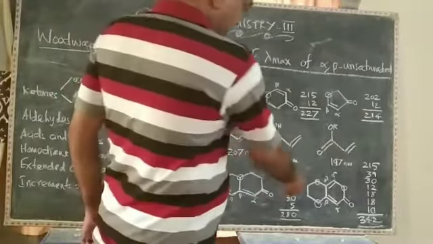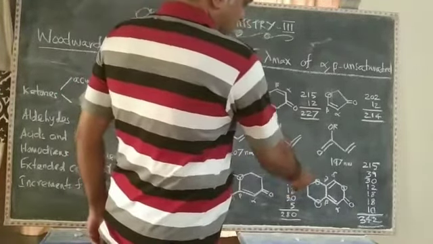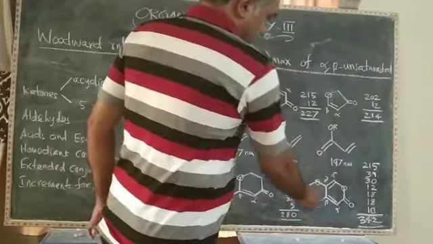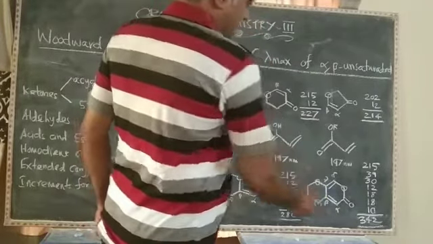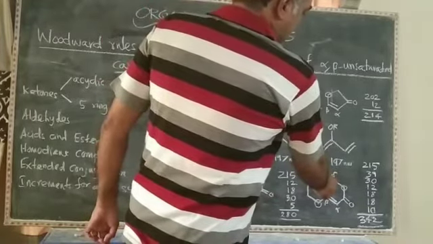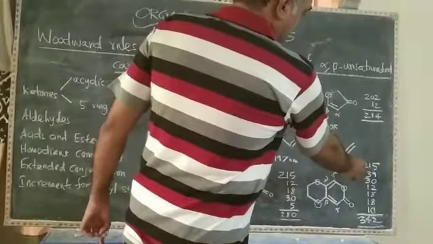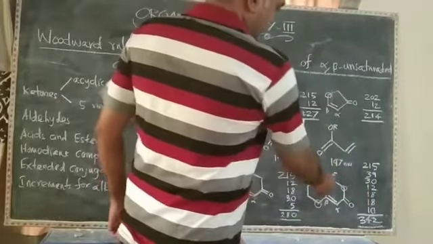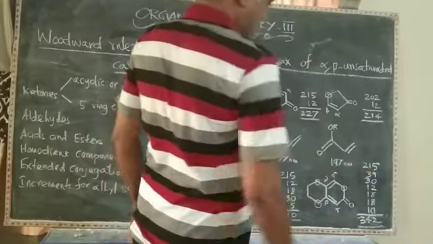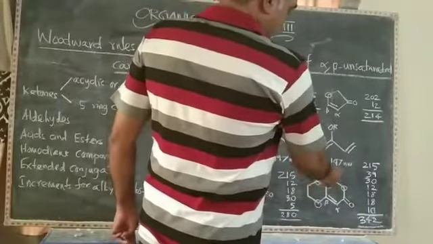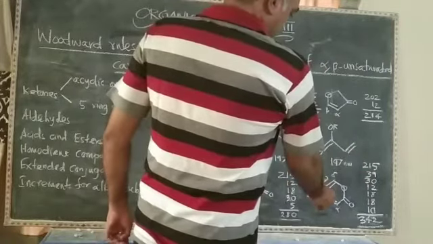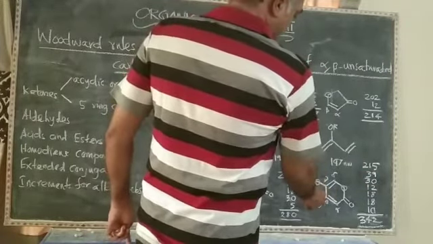Now let me take this system. This system has two rings, and a keto group is present in one ring, but two double bonds are present in the same ring. So we have to add a homodiene component to the base value. The base value is as usual 215 nanometer. Because of the presence of the homodiene component, a 39 nanometer increase is added, and since one extra double bond is present, a 30 nanometer increase is added, and then there are 4 double bond positions: alpha, beta, gamma and delta.